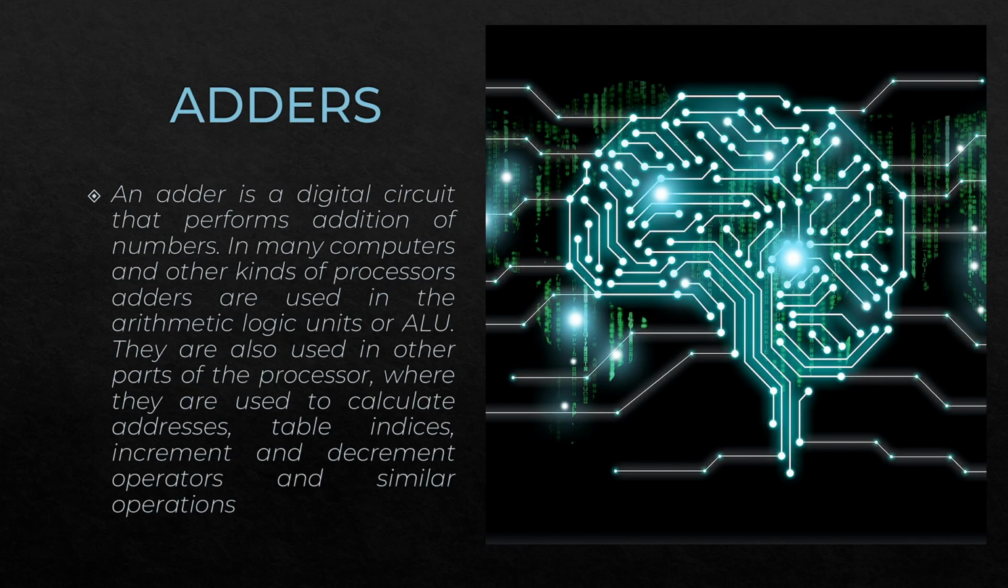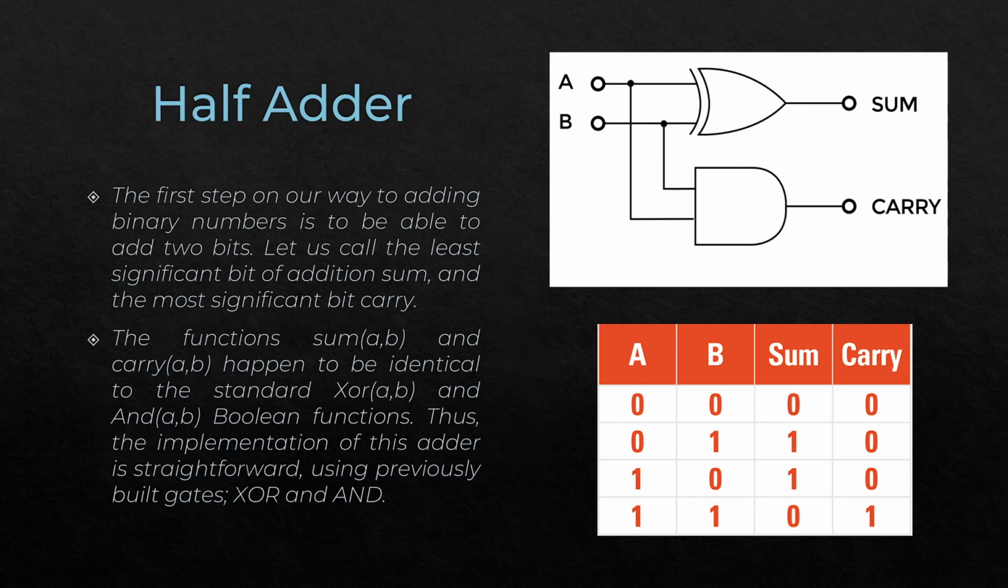An adder is a digital circuit that performs addition of numbers in many computers and other kinds of processors. Adders are used in the arithmetic logic units, or ALU. They are also used in other parts of the processor, where they calculate addresses, table indices, increment and decrement operators, and similar operations. The first adder we'll be discussing today is the half adder.